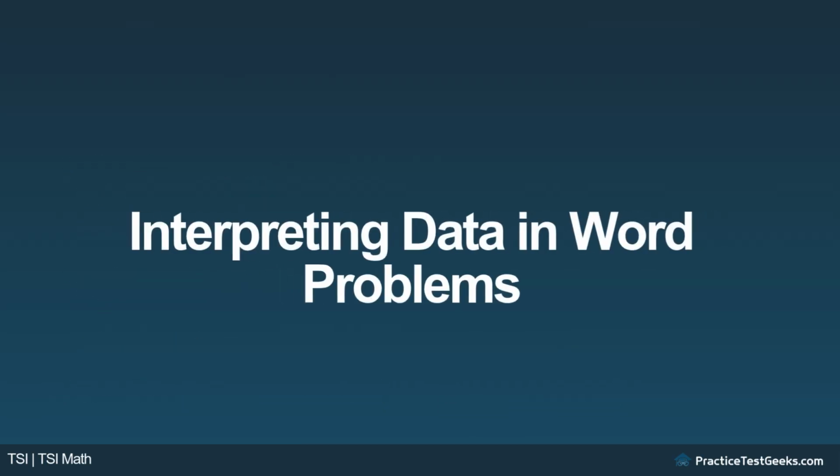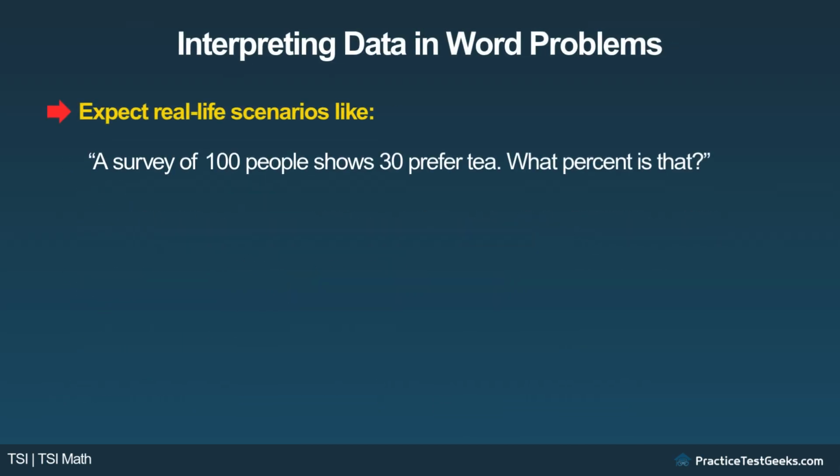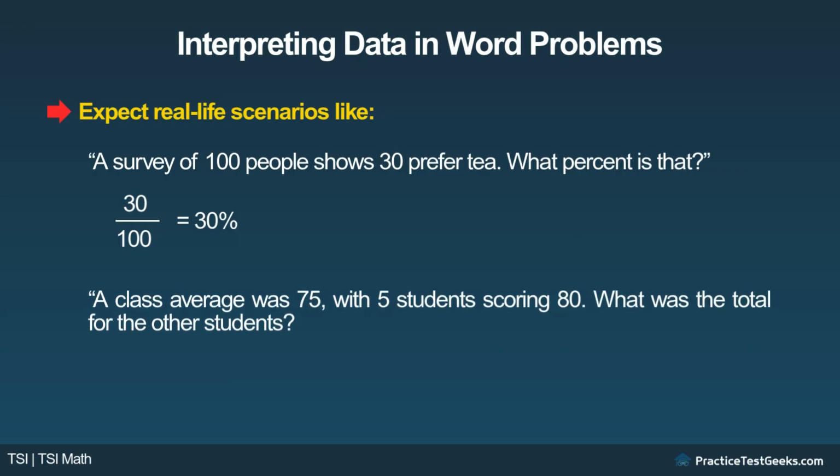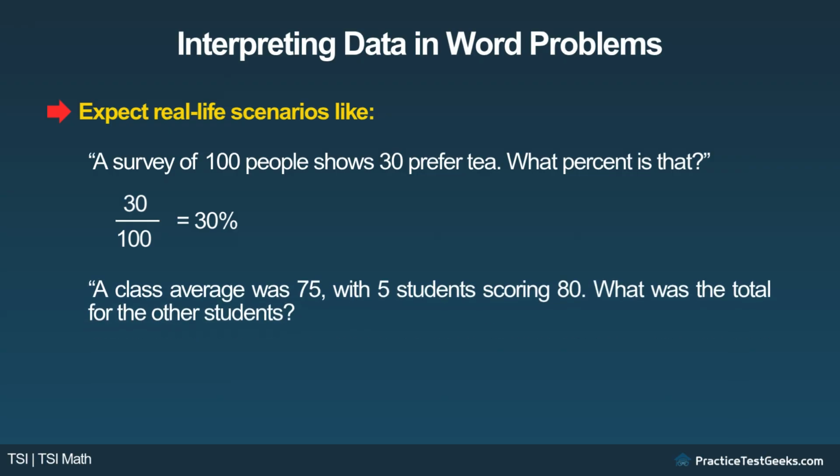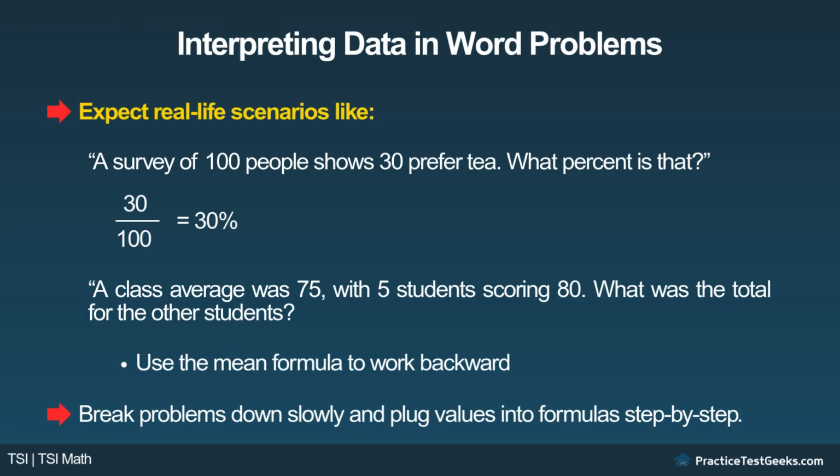Interpreting data in word problems. Expect real-life scenarios like, a survey of 100 people shows 30 prefer tea. What percent is that? 30 divided by 100 equals 30%. A class average was 75, with 5 students scoring 80. What was the total for the other students? Use the mean formula to work backward. Break problems down slowly and plug values into formulas step by step.